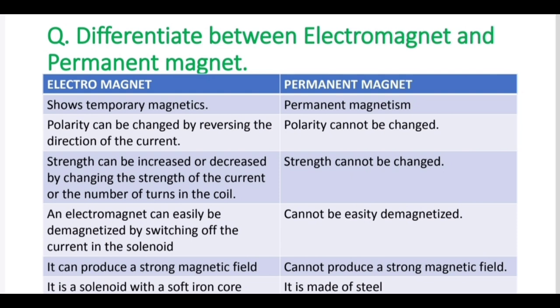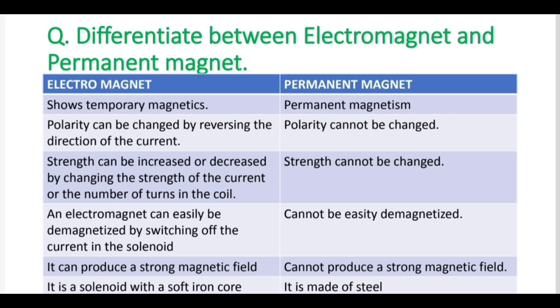In the case of an electromagnet, we can increase or decrease the strength of the magnet by either changing the current passing through it or increasing or decreasing the number of coils around it, but in a permanent magnet we cannot change the strength. An electromagnet can be demagnetized by switching off the current easily, whereas it's not that easy in the case of a permanent magnet.